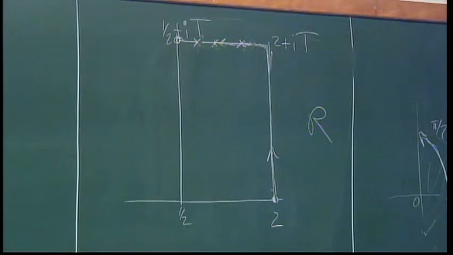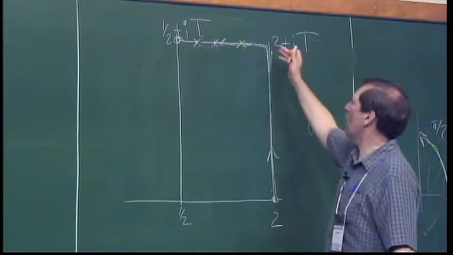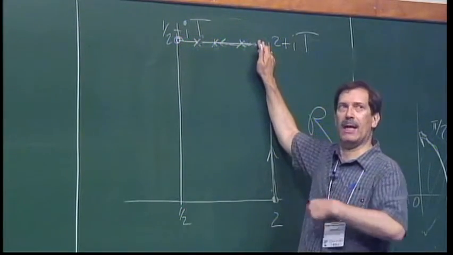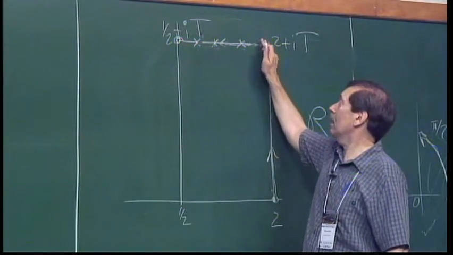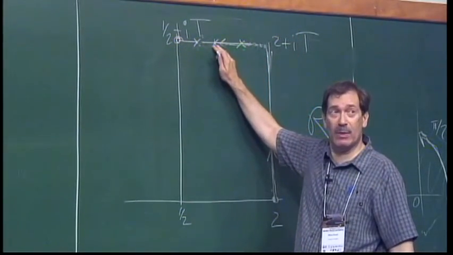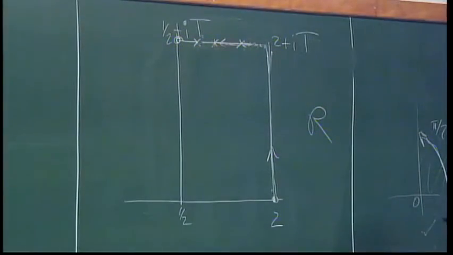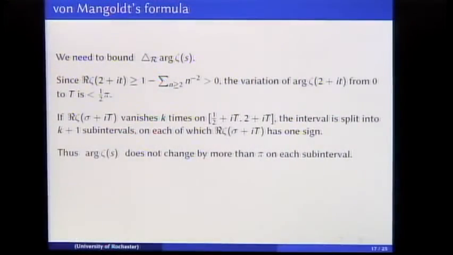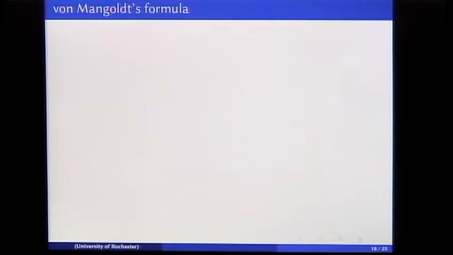So if it's always positive here, then the change can be at most pi. If it's always negative here, the change can be at most pi. Okay, so this gives us a way to track the change in argument. The argument can't change by more than pi on each of these k plus 1 intervals. So the change in argument along the whole right side is pi times k, plus whatever change we had here, and that was at most pi over 2. So that gives pi times k plus 3 halves.